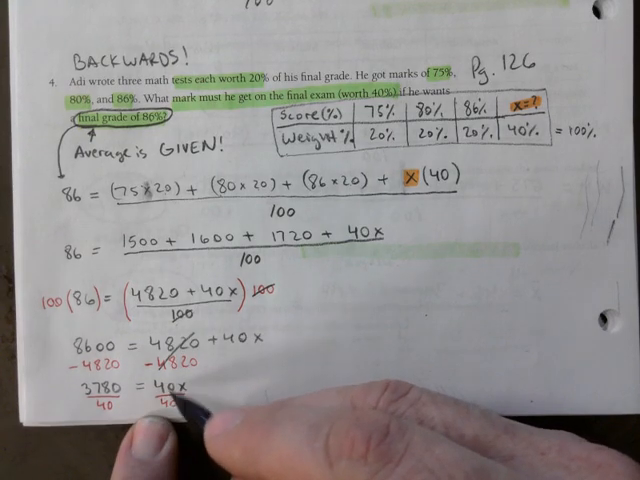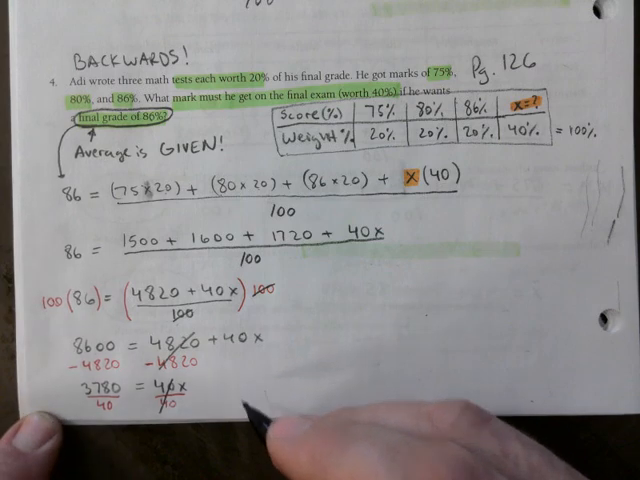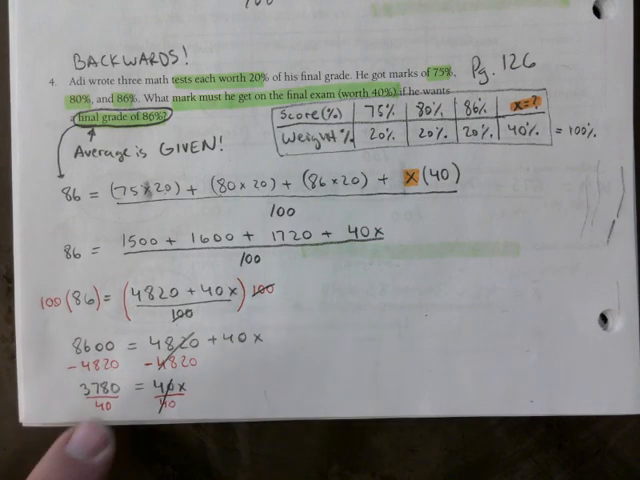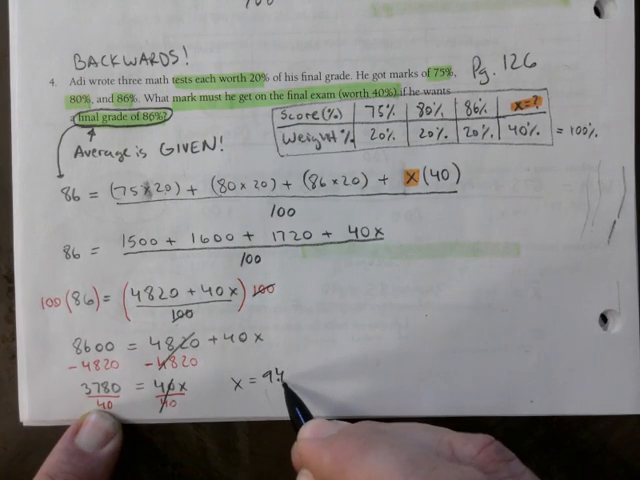The reason why I'm saying is because some students think that if we cancel, it's like it's gone. No, there's a 1 left, right? But we just don't worry about it. So 3780 here divided by 40, that's 94.5.